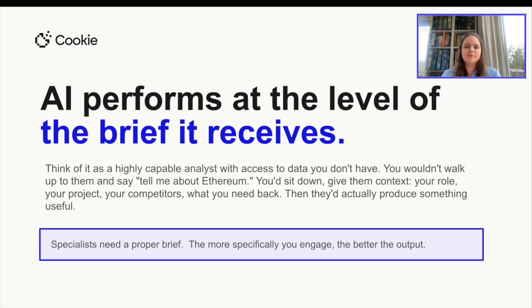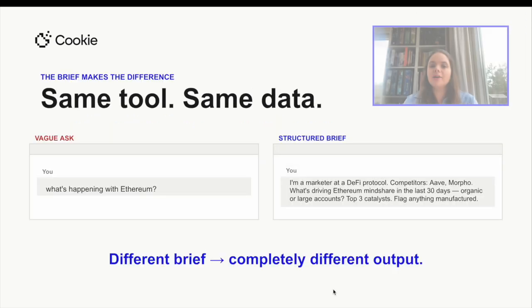Cookie AI is that analyst. The quality of what comes out is almost entirely determined by what goes in. Look at the example on the screen. You're working with the same tool with the same underlying data. The only difference is what you gave it to work with and how deeply it understands your needs based on the context you provided.